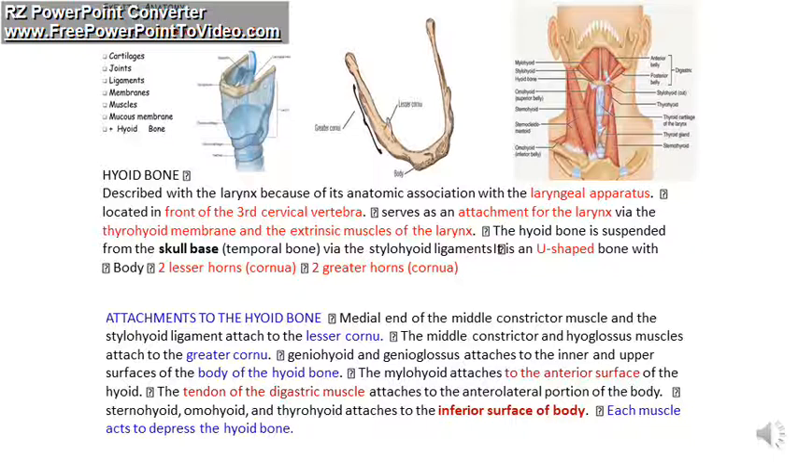is located in front of the third cervical vertebra and serves as attachment of the larynx via the thyroid membrane and the extrinsic muscles of the larynx. The hyoid bone is suspended from the skull base, or temporal bone, via the stylohyoid ligament. It is a U-shaped bone with the body, two lesser horns and two greater horns. This is the greater horn and lesser horn. This is the lesser horn, and this is the body, and this is the greater horn of the hyoid bone.